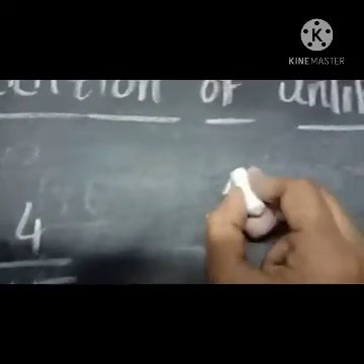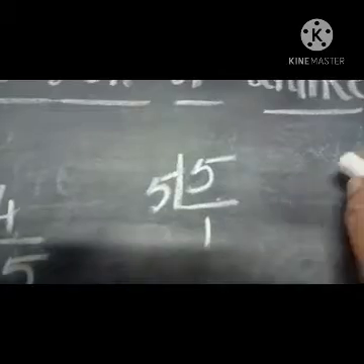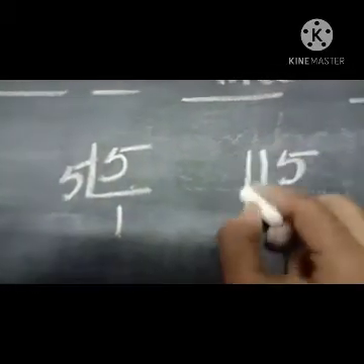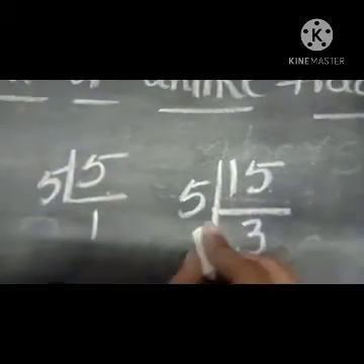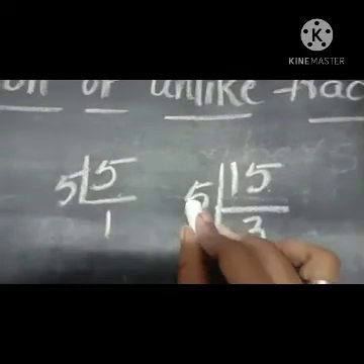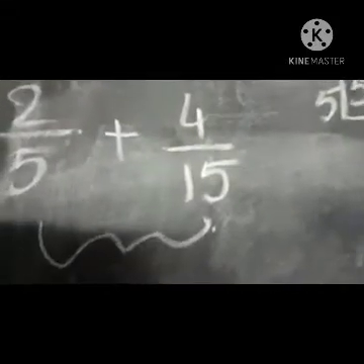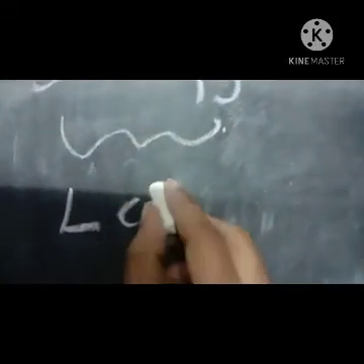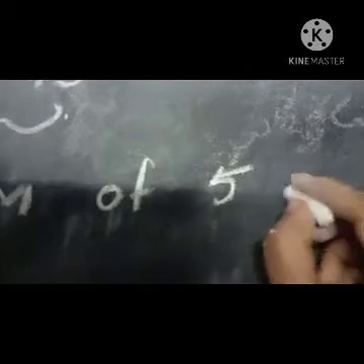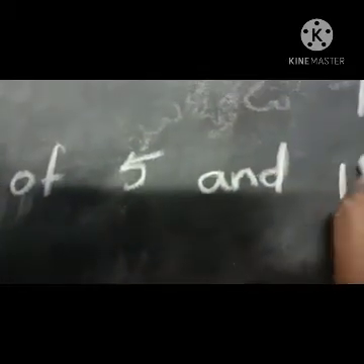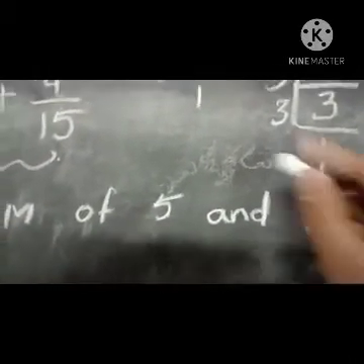See here, number 5: 5 ones are 5. Next number is 15: 5 threes are 15, and 3 ones are 3. So here what is the LCM, children? LCM of 5 and 15 equals to, here what are the numbers?